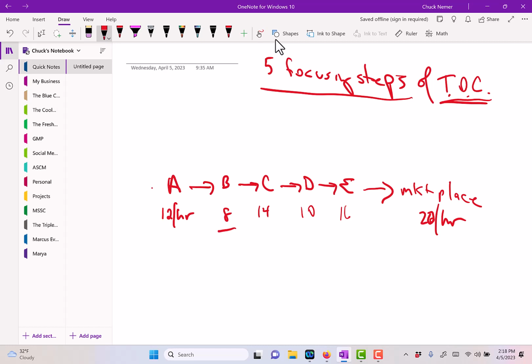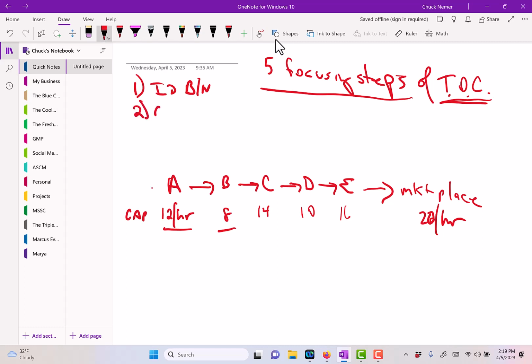So when we look at the 5-step process, number 1 is it says identify the bottleneck. The bottleneck, by definition, of course, is the slowest step in the process. And so the reason we care about it is because we can't get any more out the door than what's going through the bottleneck. So A can make 12 an hour, and every hour it passes 12 over to B, but B can only pass 8 through to C. So regardless of what the capacities are for A, C, D, and E, only 8 is getting through, and that's all that can get out the door. So number 1 is to identify the bottleneck.